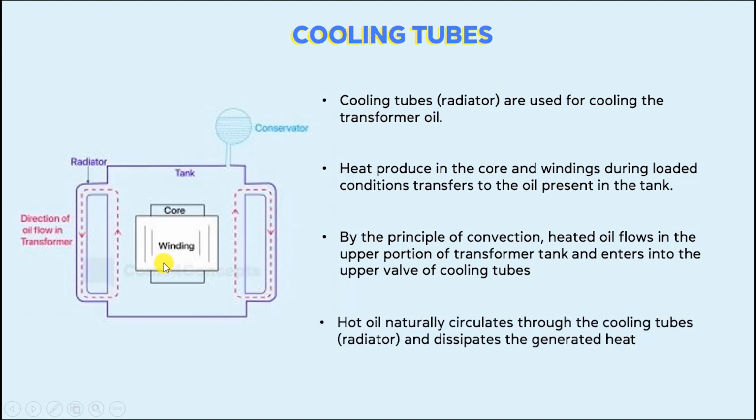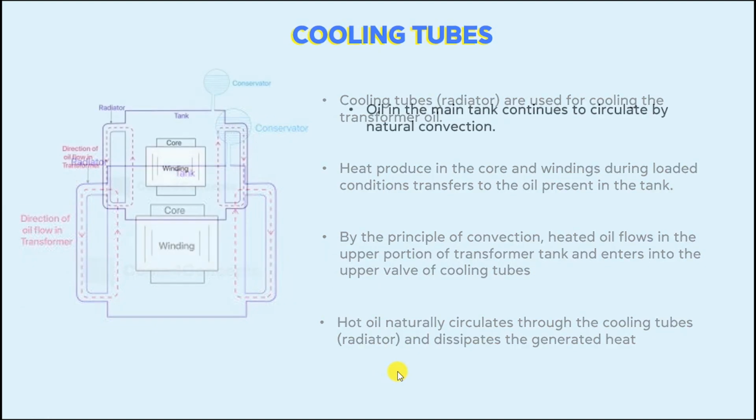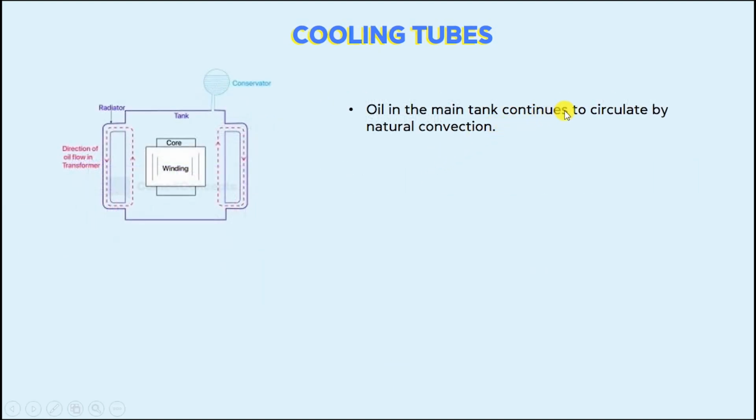The hot oil naturally circulates through the cooling tubes and dissipates the generated heat. So the hot oil moves in the cooling tubes and dissipates the generated heat. Oil in the main tank continues to circulate by natural convection.